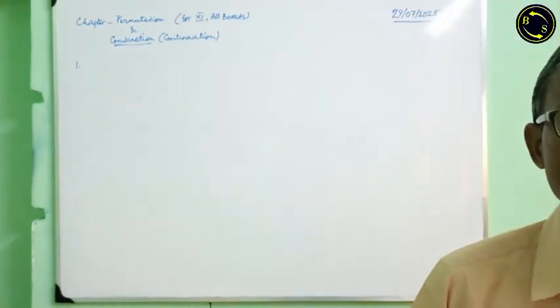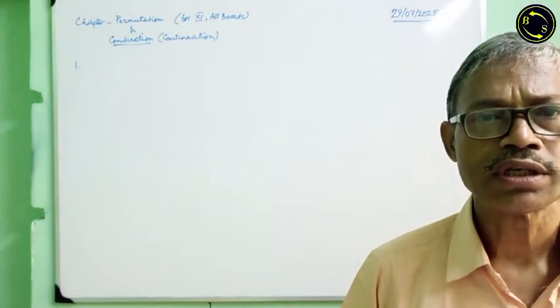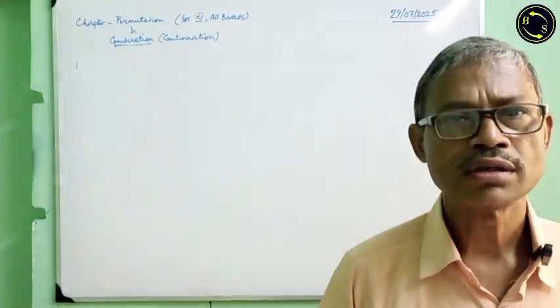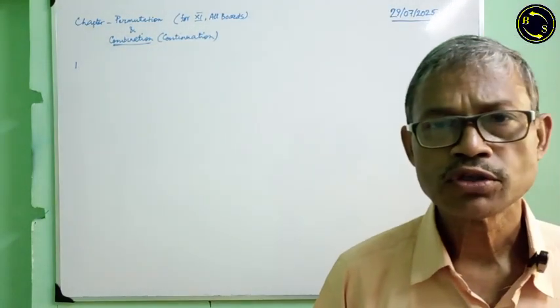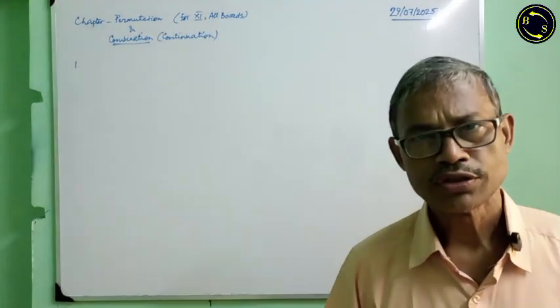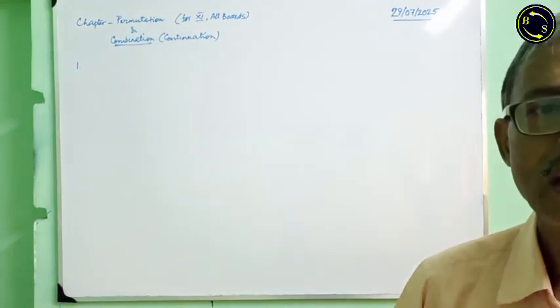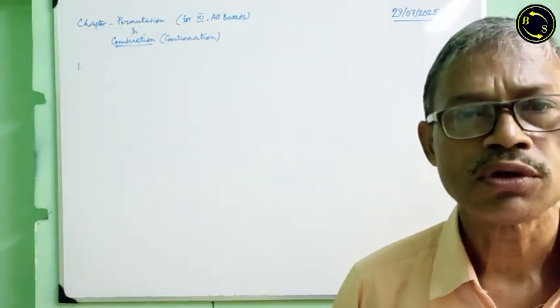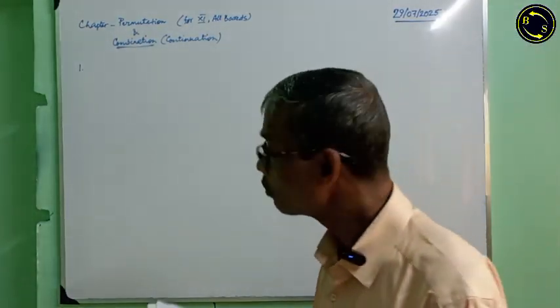In this episode, I shall continue working out the sums on permutation first, then I shall move to combination. In the last episode, I discussed different restricted permutations. On the basis of that, I shall work out few more sums on restricted permutation. Sum number 1.